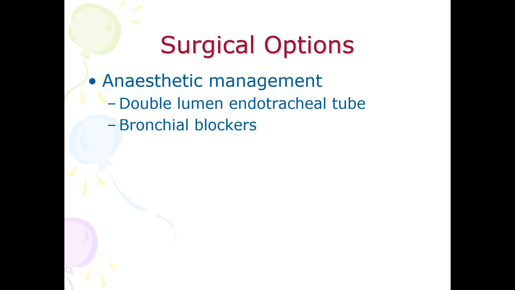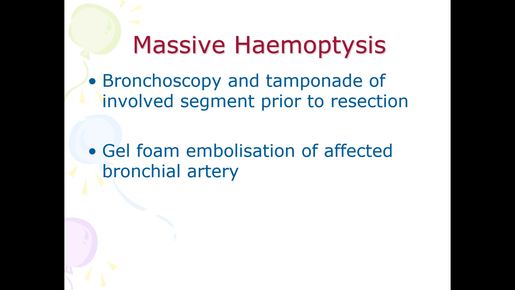The operation is done under general anesthesia, so for anesthetic management, a double lumen endotracheal tube is important, and bronchial blockers, to avoid spillage of infected materials or secretions to the other side. Massive hemoptysis: bronchoscopy and tamponade of involved segment prior to resection. Gelfoam embolization of affected bronchial artery.